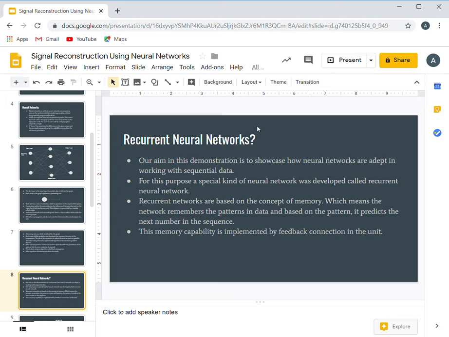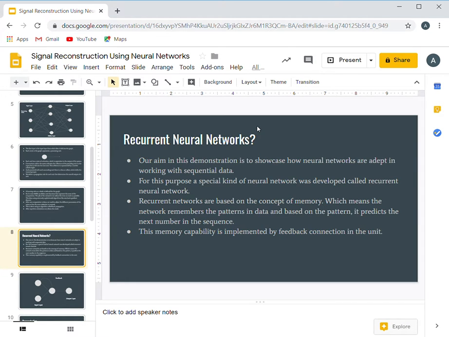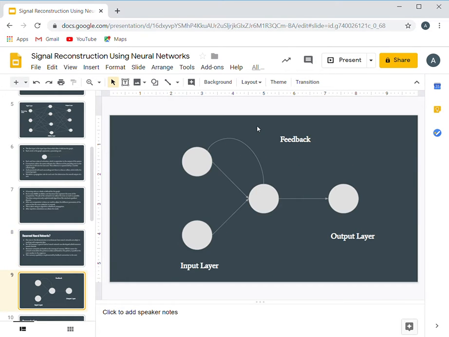But there is a certain kind of neural network that was developed to tackle this problem. These are called recurrent neural networks, and this is what I've used to demonstrate this. For this demonstration, our aim was to reconstruct the signal. For this purpose, I have used RNNs. The memory capability implemented in RNNs is done by a feedback loop.